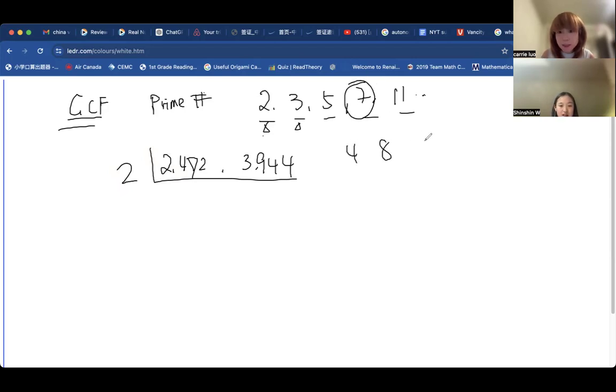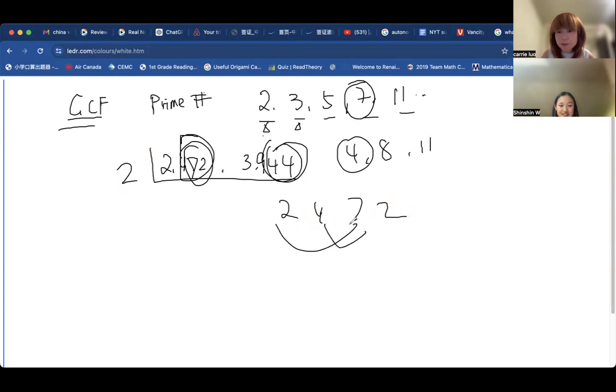But 4, 8 and 11 do have some rules, right? For 4, it's the last 2 digits: if they are divisible by 4, the number is divisible by 4. For 8, it's the last 3 digits: if they are divisible by 8, the number is divisible by 8. Understand? And 11 is another one: you take the digits alternately, zigzag, adding together and subtracting from each other. If the result is 0 or a multiple of 11, it's divisible by 11.